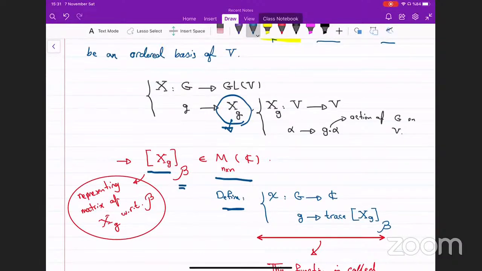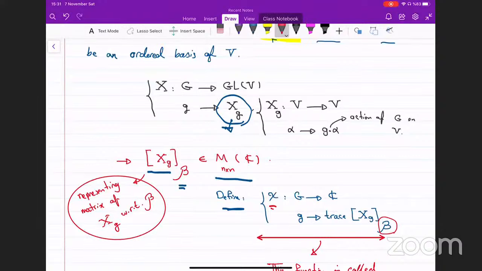So you may ask, okay, you choose one basis. You started working with one basis of a vector space. What will happen if I change this basis? If I obtain different values, then it means that this chi is not well defined. But this is a topic in linear algebra that we know: similar matrices have the same traces, yes.